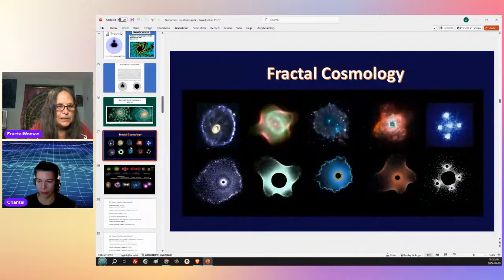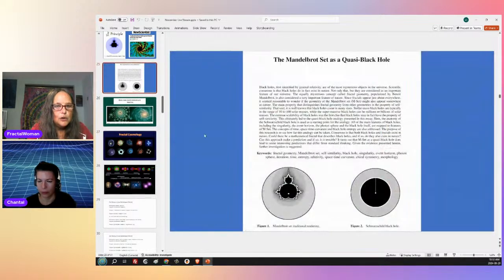So here, this is in my paper. The images on the top are known objects in space, and the images on the bottom I generated using the Mandelbrot set. What I did was I randomly selected points because I didn't know where they would be. I didn't even know what they would be. So I randomly picked points that had high iteration. The closer you get to the event horizon, the more iterations it takes before it escapes.